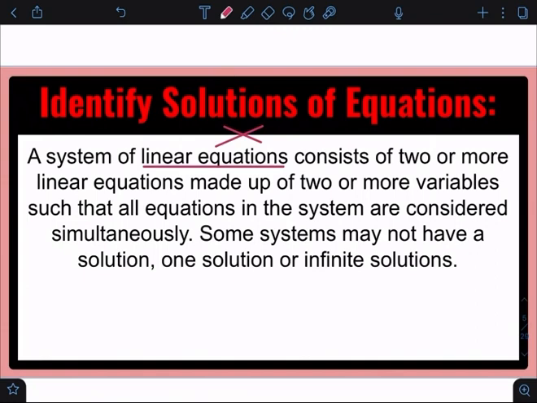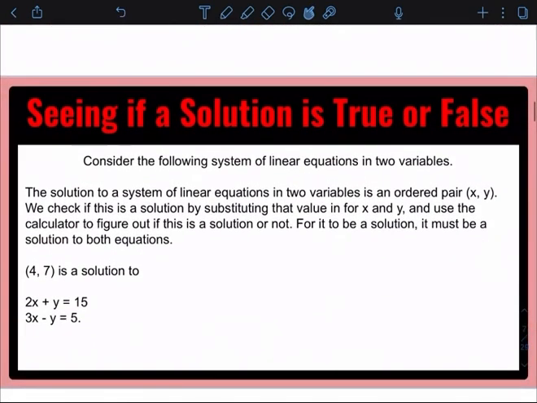Some of them are going to have one solution, some of them are going to have no solutions, or some of them are going to have many solutions. Most commonly, we'll see ones that have one solution. So seeing if a solution is true or false, a question can ask, is this the solution to the system of equations? The solution to a system of equations in 2 variables is the ordered pair x, y. We check if this solution is correct by substituting the values in for x and y and using a calculator to find out if this solution is true or not. For it to be a solution, it must be true for both equations.